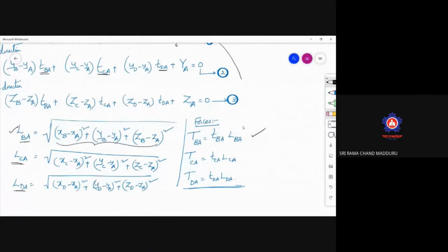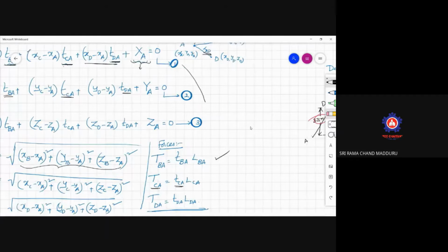That is, TBA equals tba into LBA. Tension force in CA is TCA equals tca into LCA, where small tca is the tension coefficient and capital TCA is the tension force. Now, if it is positive, that is tension. If it is negative, that is compression. This is a simple sign convention we can follow.